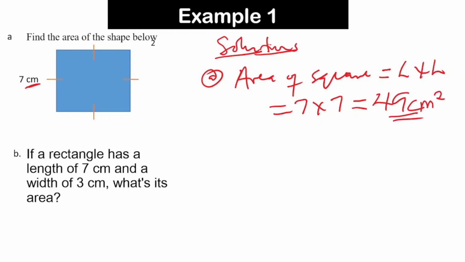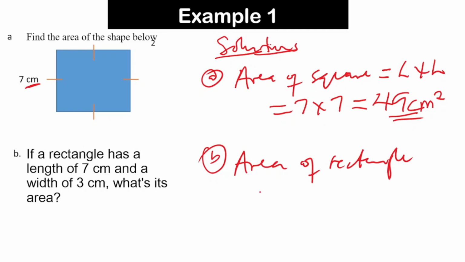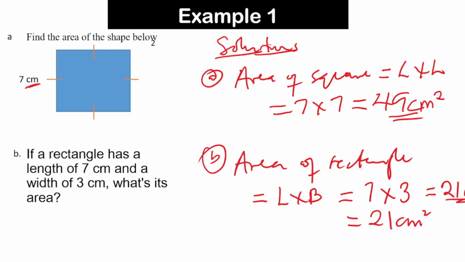All right. The second one says, if a rectangle has a length of 7 centimeters and a width of 3 centimeters, what's its area? So for B, the area of a rectangle is equal to length times breadth or width. The length is 7 and the width is 3. When you multiply the two together, you get 21, represented in centimeters squared. I hope this is clear. Let me write here, that's 21 centimeters squared. So that is that on this one.